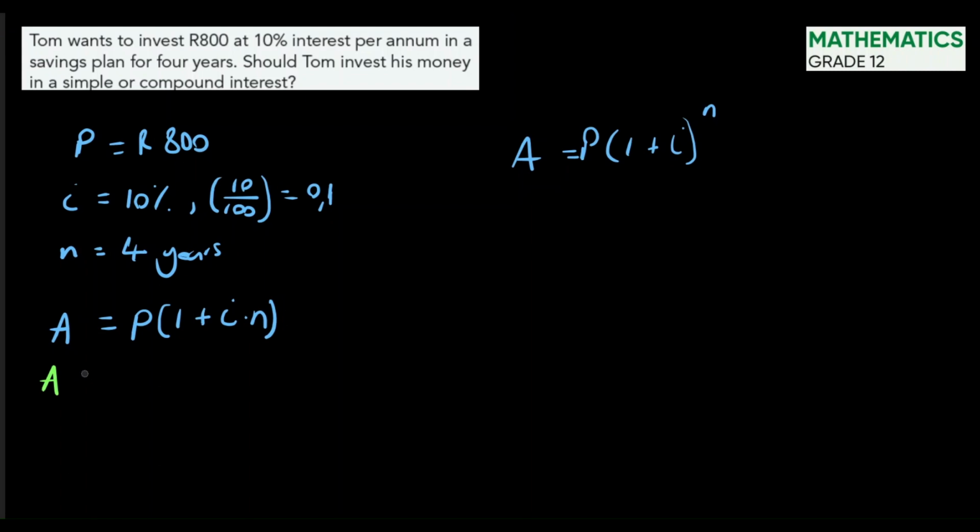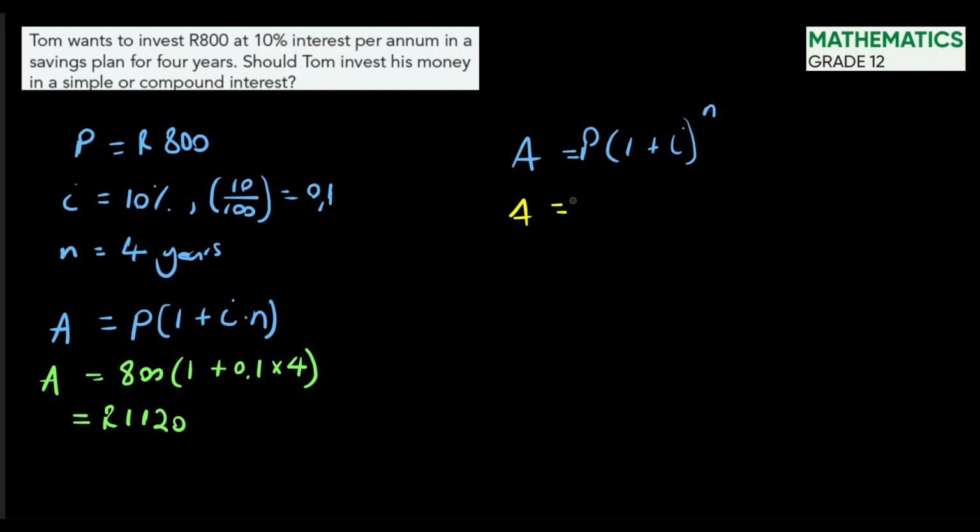The amount it accumulates to, A, is equal to the principal amount 800 times (1 plus our interest). Remember, we divided the interest by 100, so we substitute it as 0.1, times the number of years, which is 4. And then the total value of that should give us 1,120 using simple interest.